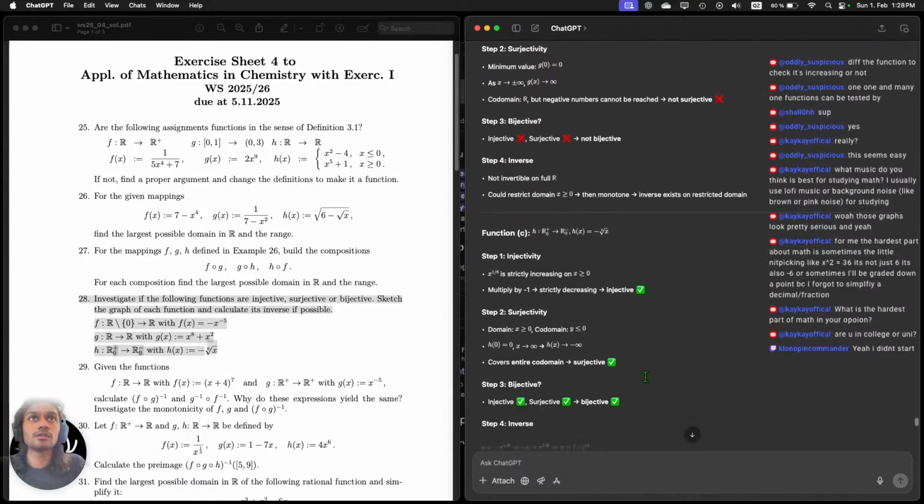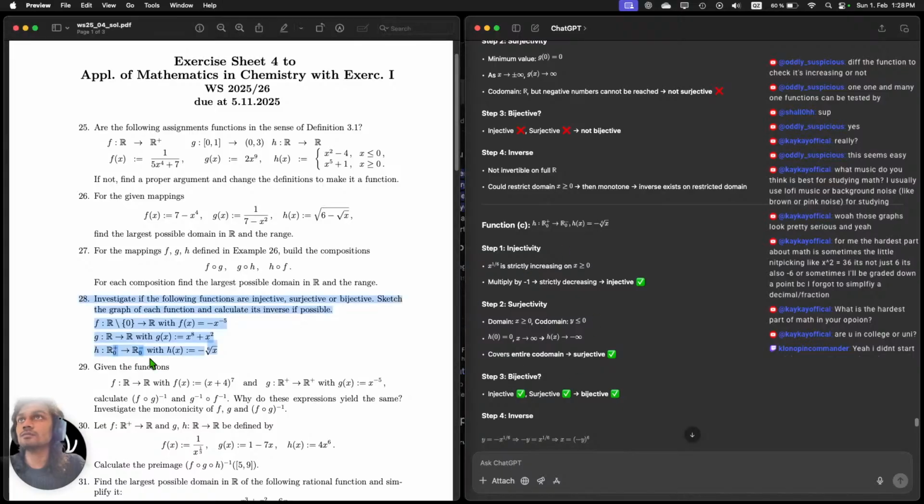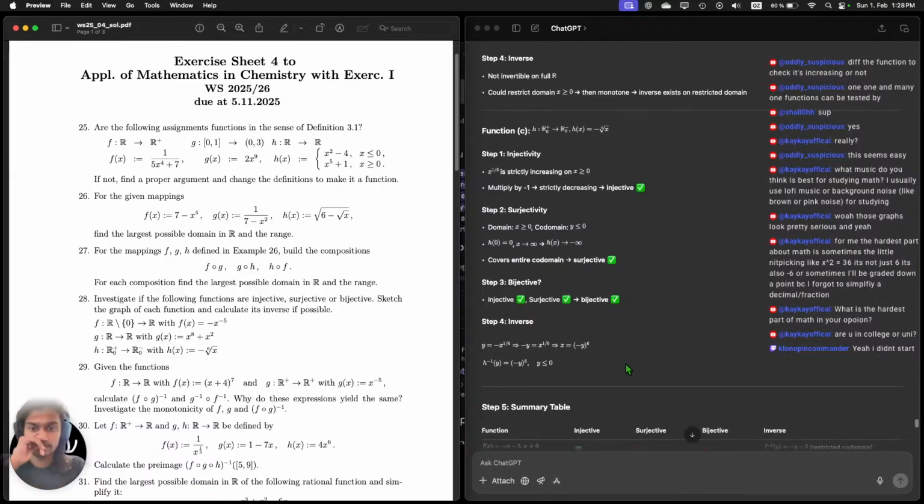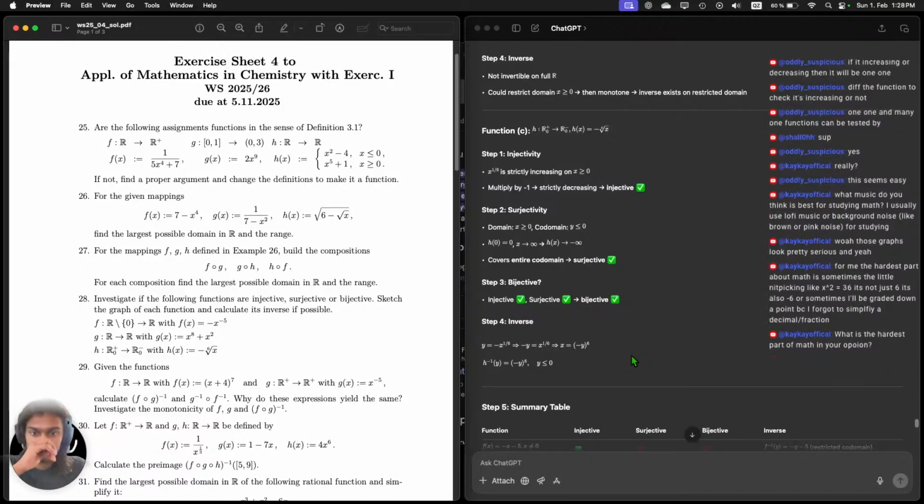We got h of x equals minus root 6x as bijective. How is that bijective? Differentiate the function to check if it's increasing or not. If it's increasing or decreasing, then it will be one to one. Oh, if it's one to one, I guess it will be injective, right? Strictly increasing.